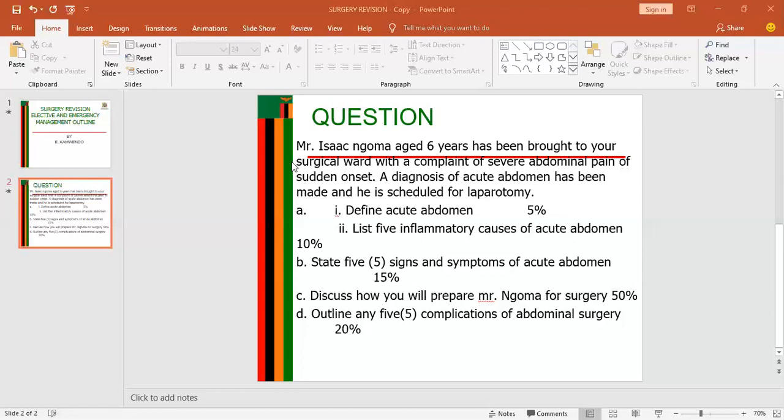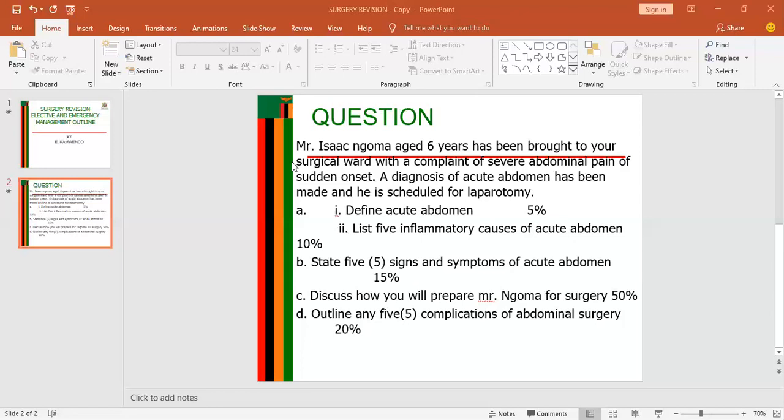Then the other sign and symptom is the presence of signs of shock, and this is due to excessive vomiting or diarrhea. There is also what we call a hardwood abdomen. A hardwood abdomen is due to hyper-excited peritoneum because of the food content that is accumulating in the peritoneal region. There are also abdominal contours, and abdominal contours are due to active peristaltic intestines. Then there is guarding, which is due to severe pain.